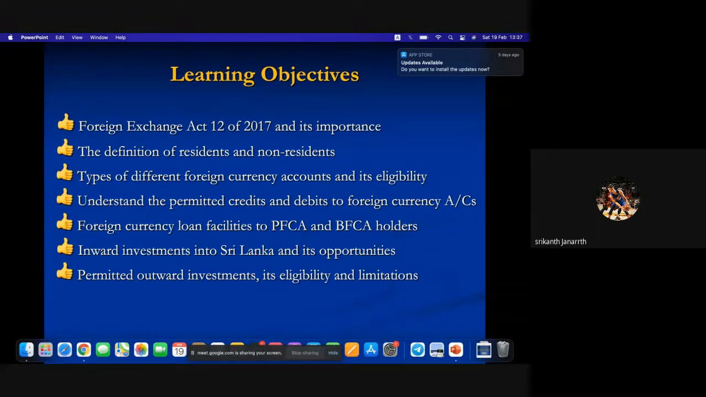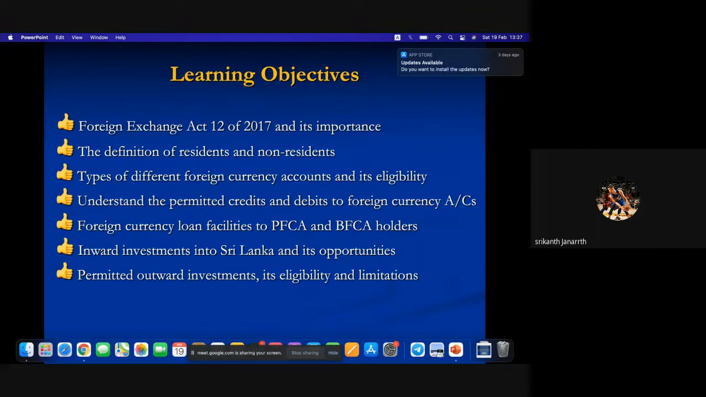So there will be two major accounts we'll be focusing on, with all the permitted credits and debits. These are very important key ones. If you are working in the foreign department, you should be in a position to know what each credit stands for, and what each debit means. You should be in a position to understand, explain and be aware of them, right?